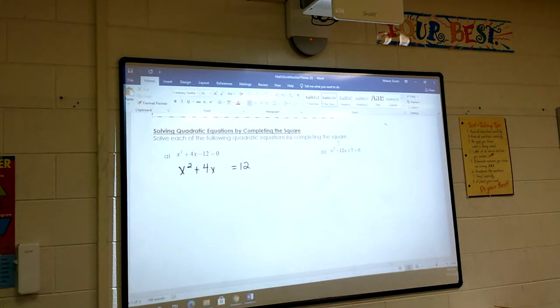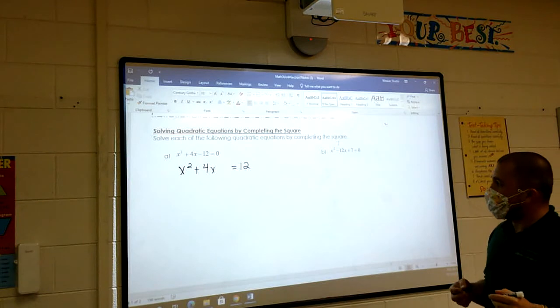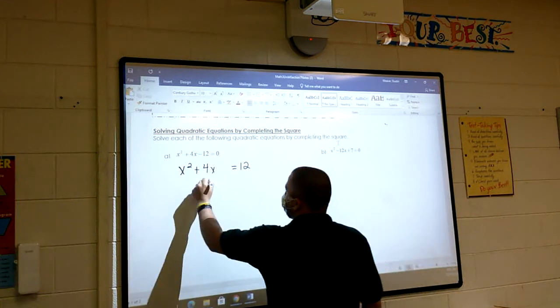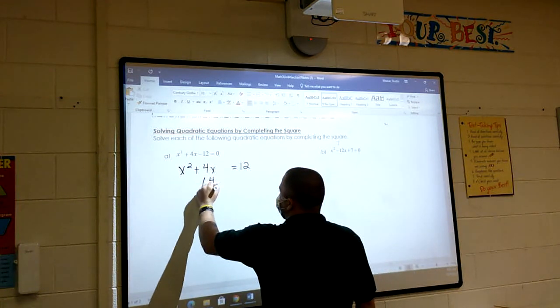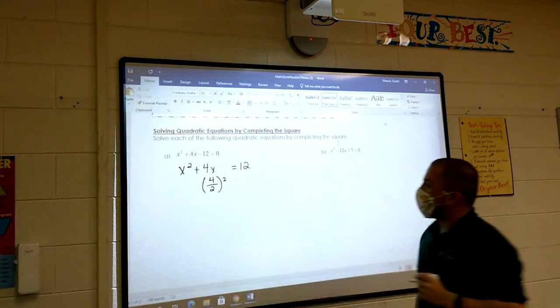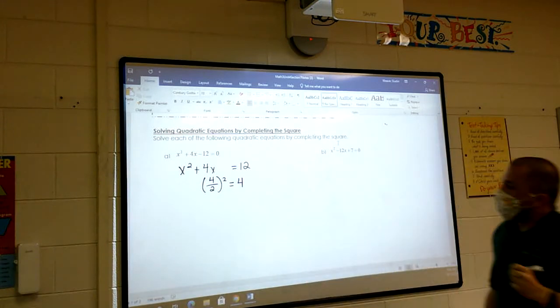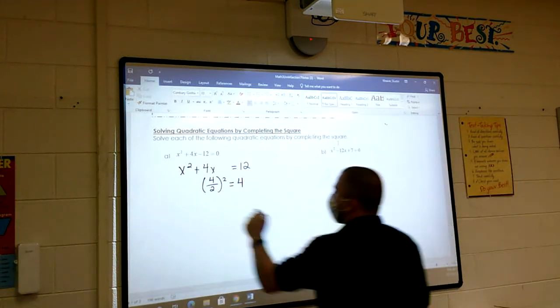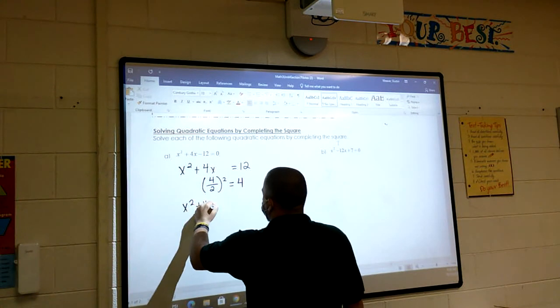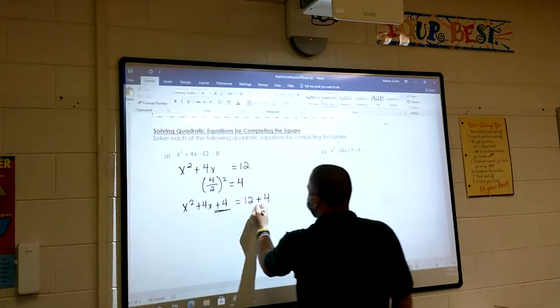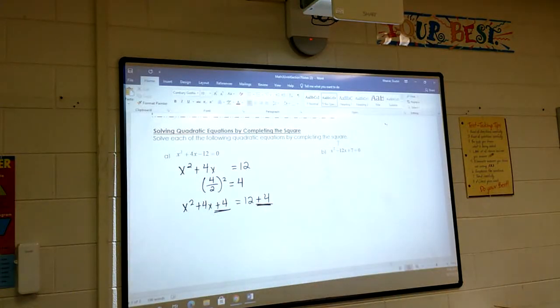So the next step is where I want to actually find what that number is that I need to add to both sides. So B over 2 squared. So 4 divided by 2 squared, we already said that earlier, is 4. So that 4, I'm going to add to both sides. So it's going to be X squared plus 4X plus 4 equals 12 plus 4. So if you notice, I'll underline it, I added that number to both sides. Whatever B over 2 squared is, I need to add that to both sides of the equation.